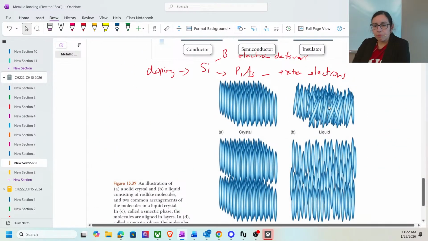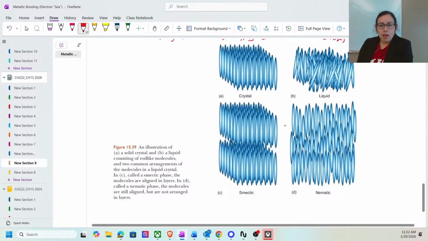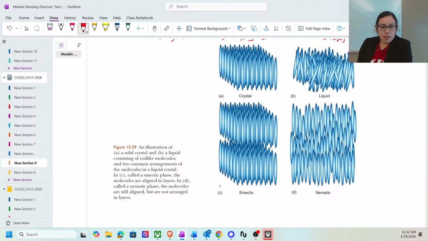And then liquid, of course, is going to have more degrees of freedom, so that's just showing how they're sliding past one another. Smectic means that they're arranged in more layers of our crystals, so that speaks to the 3D packing structure more and how it stacks. And then nematic means that they're aligned, but not arranged correctly in layers.